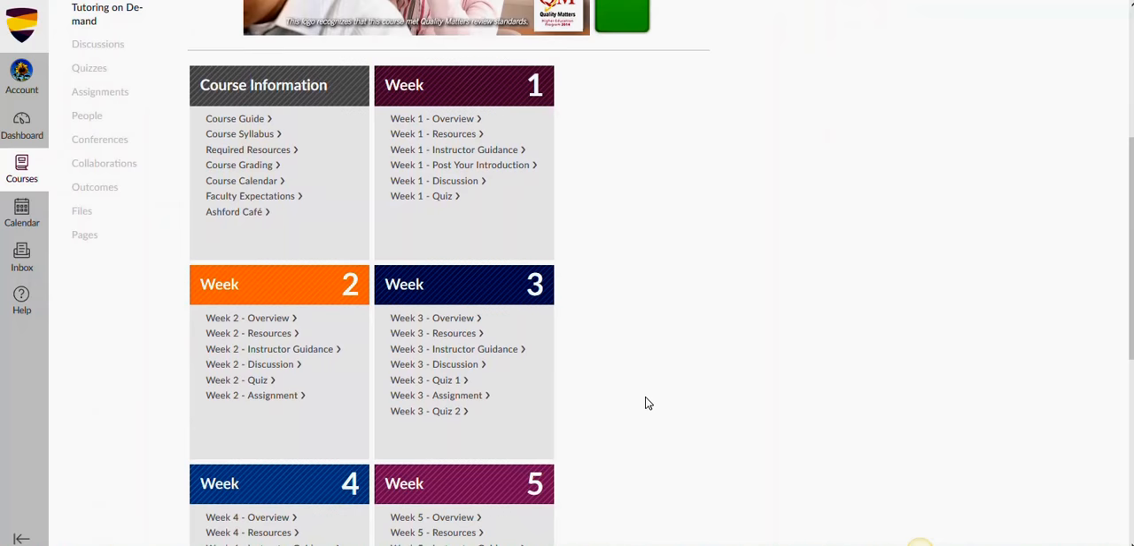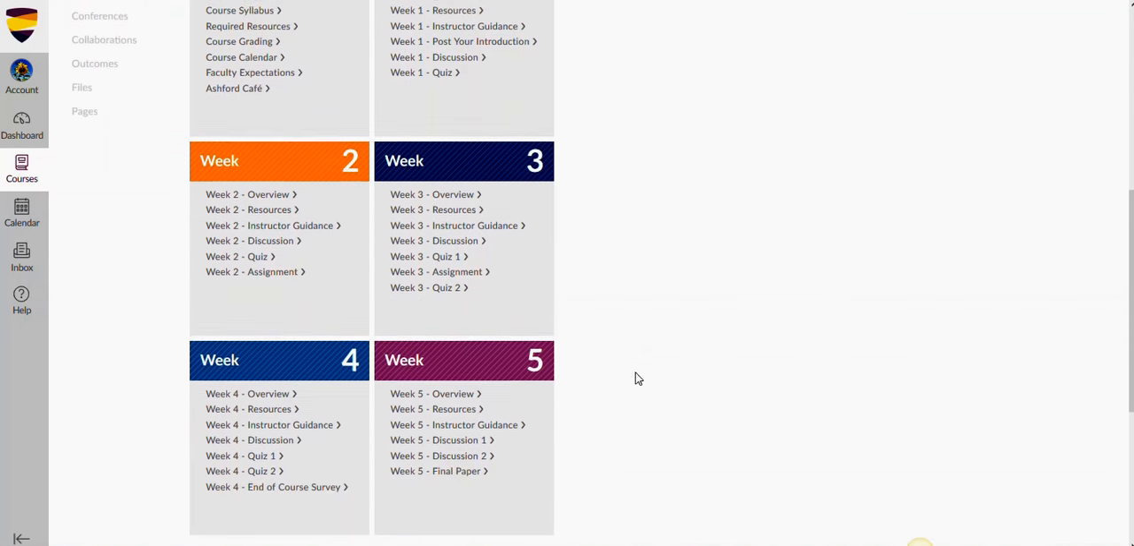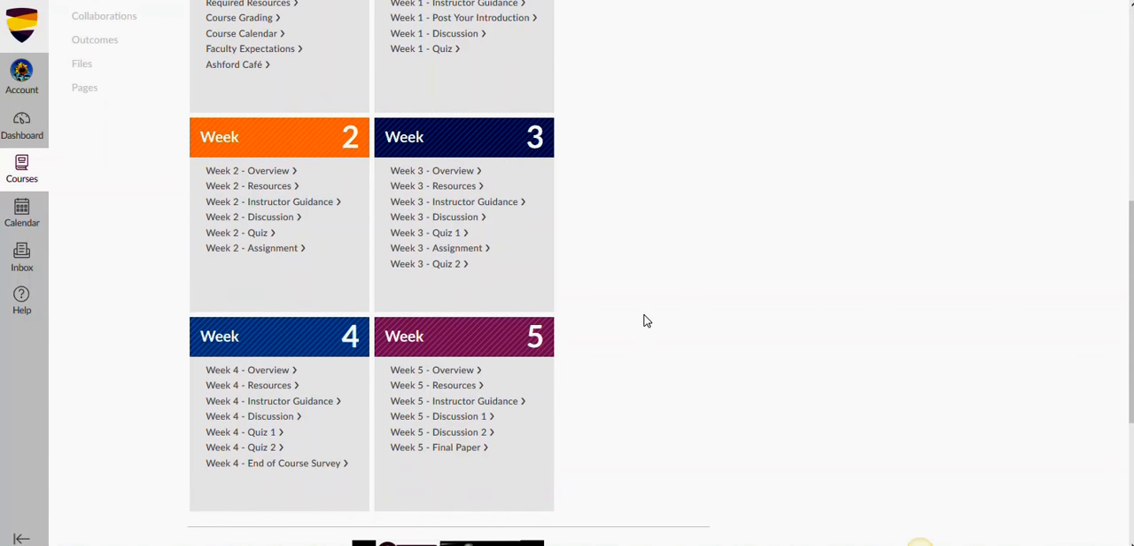Tying in with those essays is the outline, rough draft, and final draft for this course. Week 2 is about outlining, and so their assignment for week 2 is to make an outline.